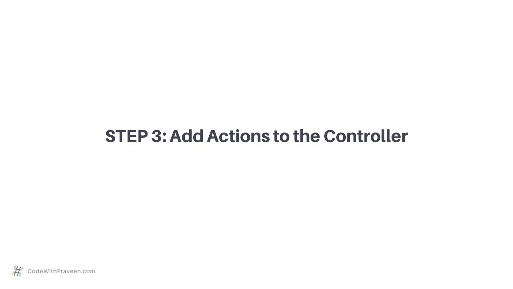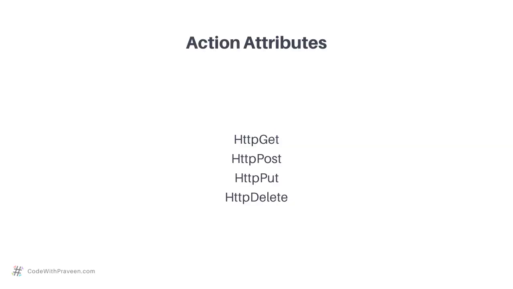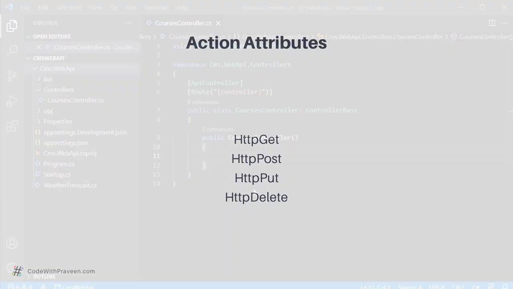The next step is to add actions to the controller. Actions are the methods or operations that are defined in the controller classes. When a client sends an HTTP request against API methods, the corresponding methods get triggered for execution. The most commonly used action attributes are HttpGet, HttpPost, HttpPut, and HttpDelete. These correspond to GET, POST, PUT, and DELETE HTTP operations. Depending upon your requirement, you will be implementing one or more of these actions in your controller class.